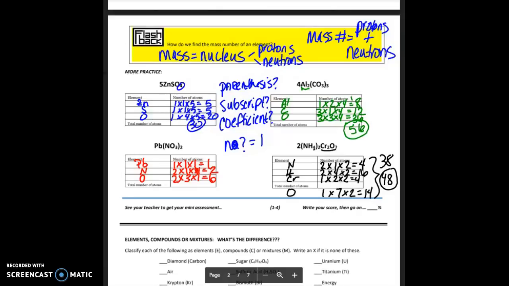38. Sorry, I cannot hear today. 38. Oh, I forgot to add this one over there. Sorry, guys. And over here, we added the total. We had 6 plus 2 plus 1, giving us a total of 9 atoms.